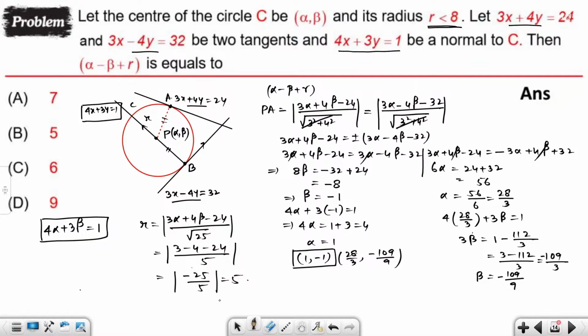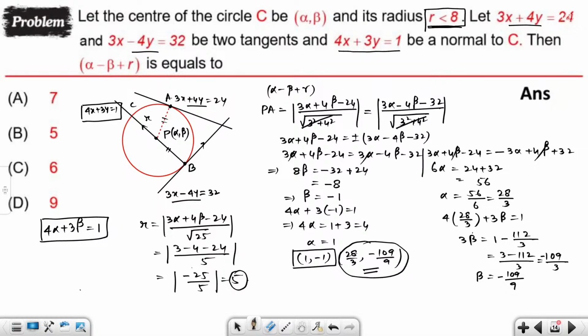That is 5. And we can easily see that the condition which is given to us, that R is less than 8, is satisfied by this value of R. I'm not finding out the value of R for the second coordinate because definitely it will be more than 8. You can do this calculation, no problem. But since I got my radius which is less than 8 and it is a single option correct question, definitely this other value will not be less than 8. Otherwise, we would have got 2 answers.